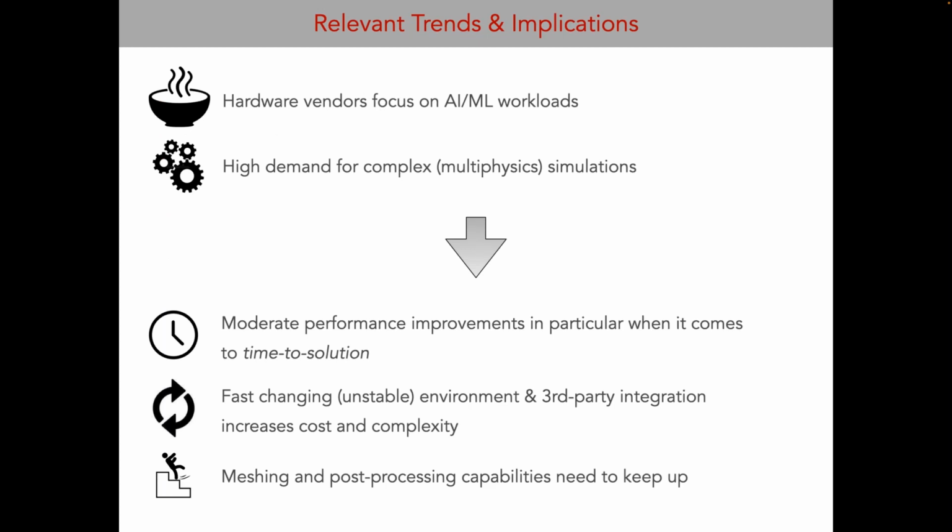Let me close my part with some trends and implications which are relevant for us. One big trend is all the major hardware vendors nowadays focus on AI and ML workloads. Another big trend is there's a high demand for complex and possibly multi-physics simulations. And the implication of that, at least for us, is we only see moderate performance improvements when it comes to time to solution, simply because this AI/ML optimized hardware might not translate into substantial improvements for our workloads, because the requirements for AI and classical HPC workloads are diverging.